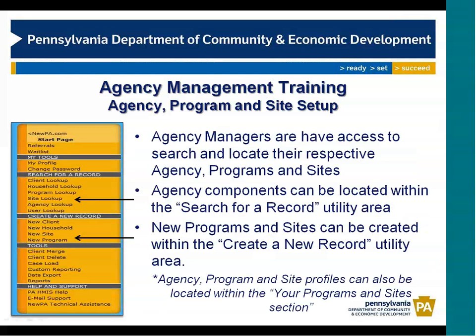As you can see here is basically the gold action menu. It's changed a little bit, but for our existing users, most of the same features were there. Agency managers have the ability to search for, look up existing site, agency, and program records in the search for record area. They also have, like I said before, the ability to create new sites and programs within the create a new record, as well as agency programs and site profiles can also be located on your start page. For regular users, it's just there for informational purposes. For agency managers, it's actually hyperlinked, so you can click on it and actually load that profile.